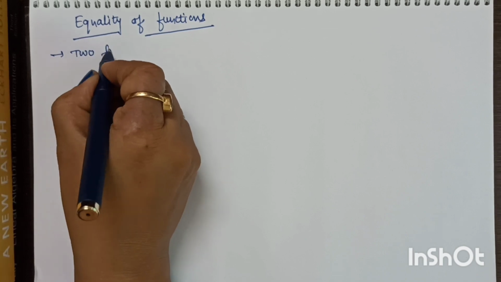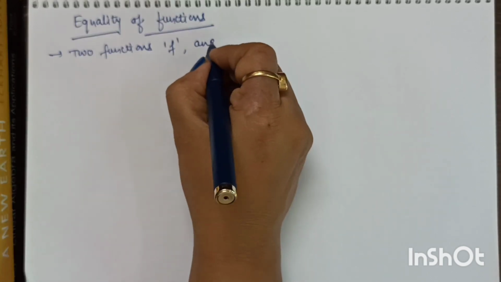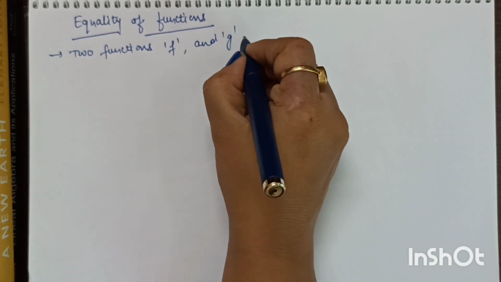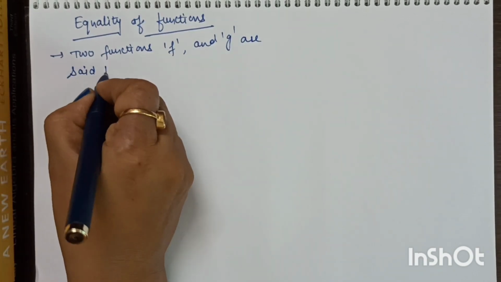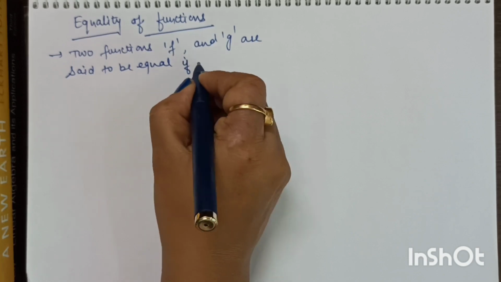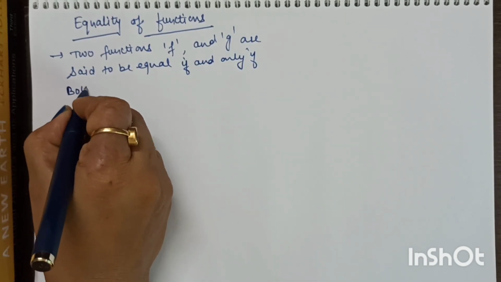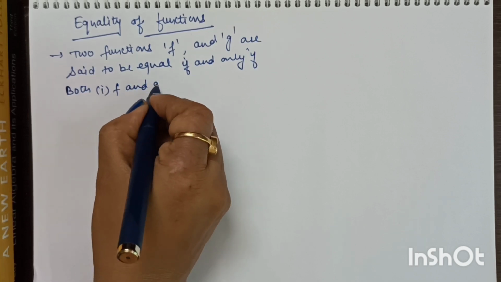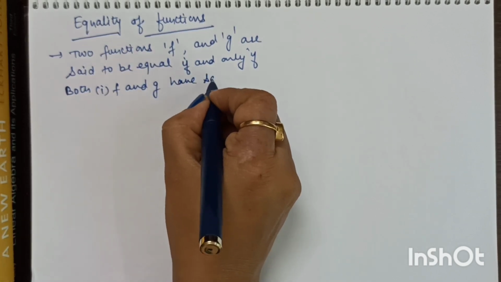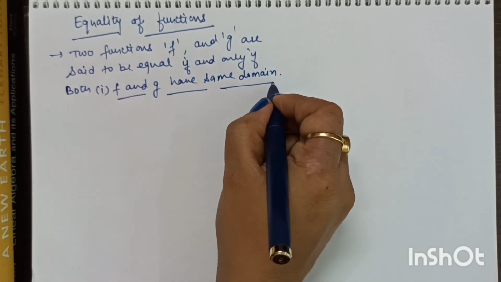So the next topic is equality of functions. Two functions, f and g, will be called equal if both of these criteria are fulfilled. Generally, students forget the first criterion. The foremost criterion is that both functions should have the same domain.